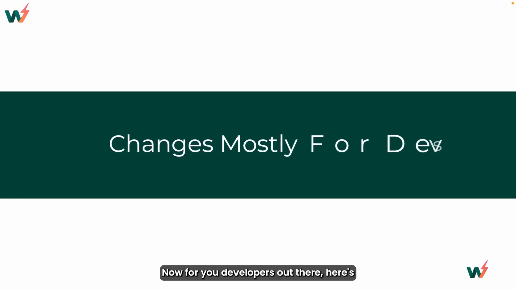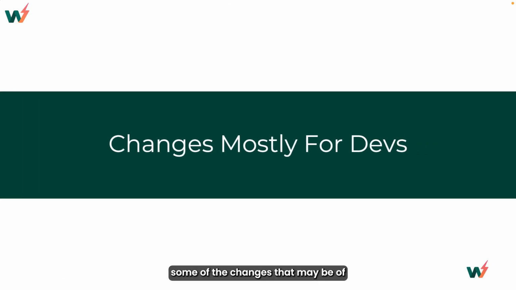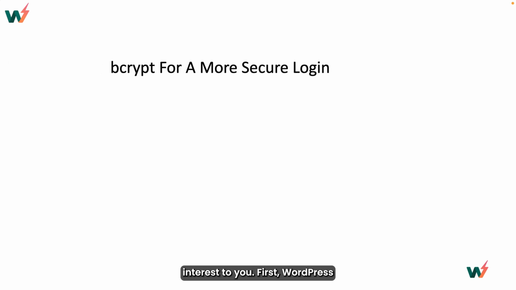Now, for you developers out there, here's some of the changes that may be of interest to you. First, WordPress is going to use bcrypt instead of the PHPass technology that's been in use since the beginning of WordPress. Bcrypt has been around for quite a while, and this will definitely provide a more secure way of logging in. There's nothing anybody has to do, just merely using 6.8 will automatically switch to the bcrypt system.